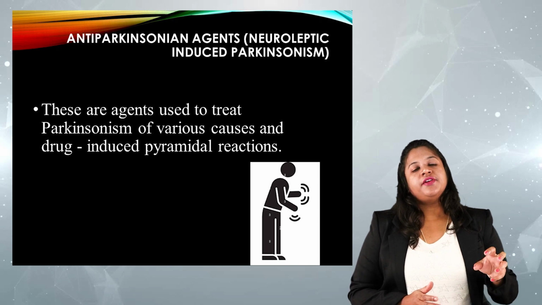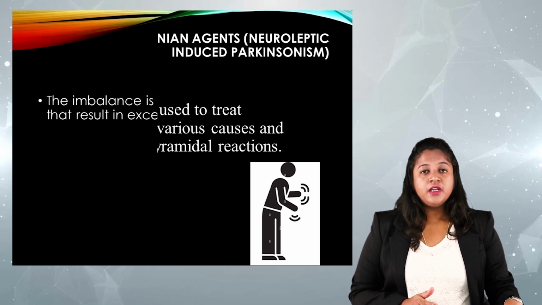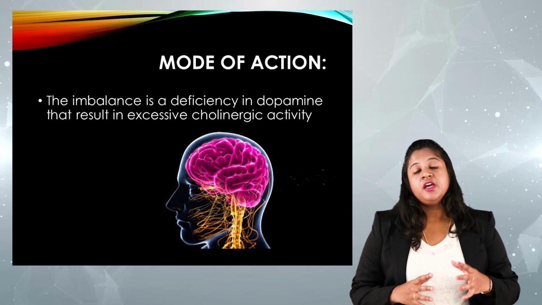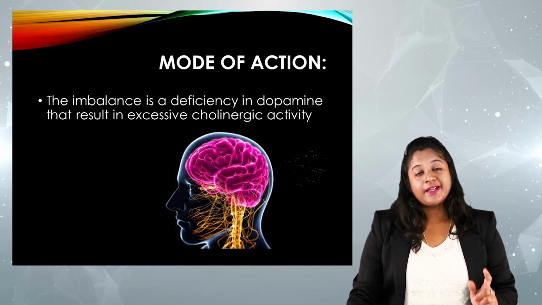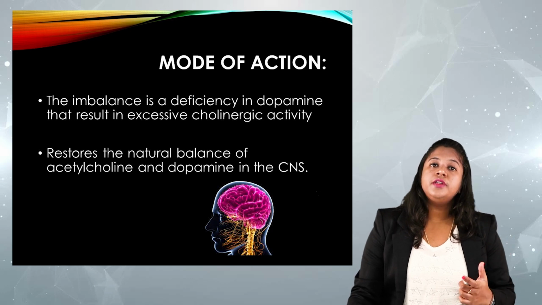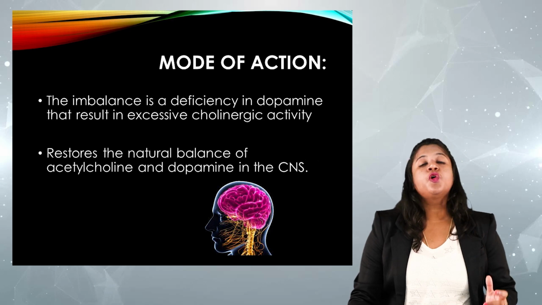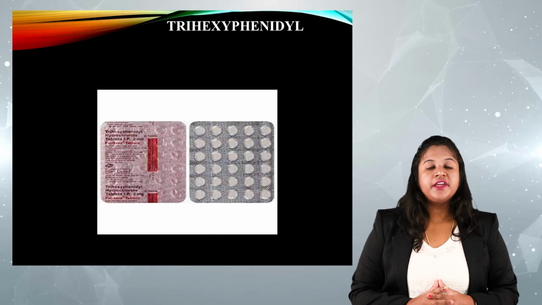That is, there is going to be a deficiency in the dopamine level, right? Which is going to increase the cholinergic activity. So, that is the mechanism of action of the anti-Parkinsonian agents. The second action is that it is going to restore the natural balance of acetylcholine and the dopamine in the CNS. So let us see the drugs which are used.